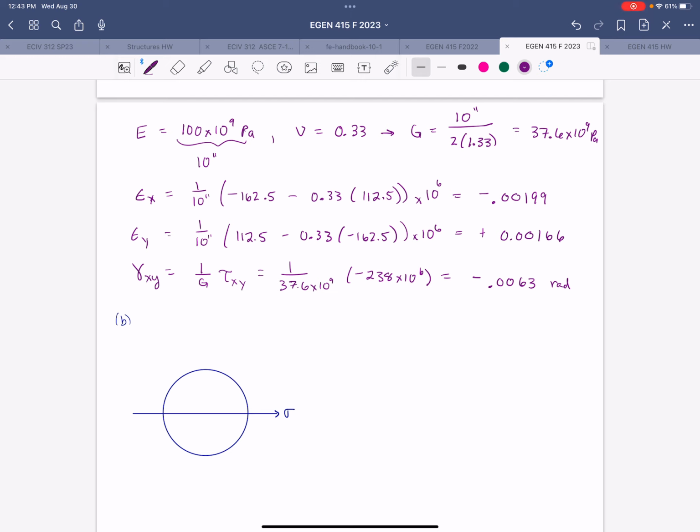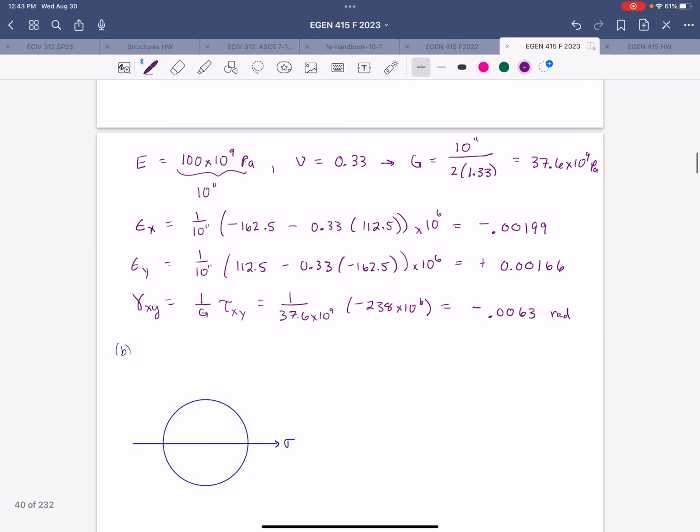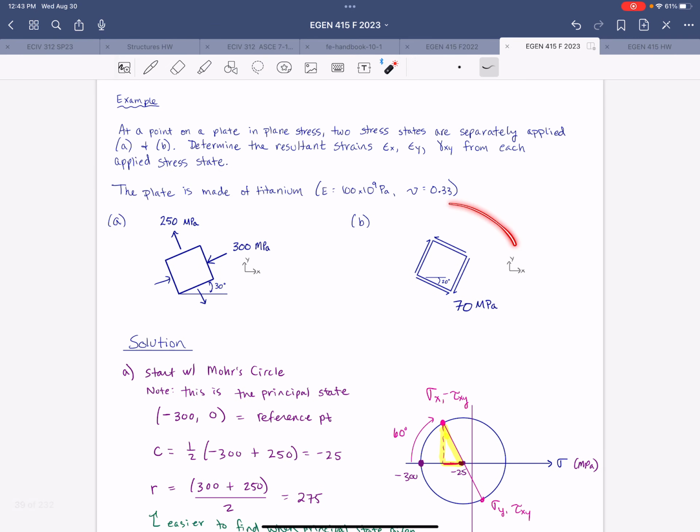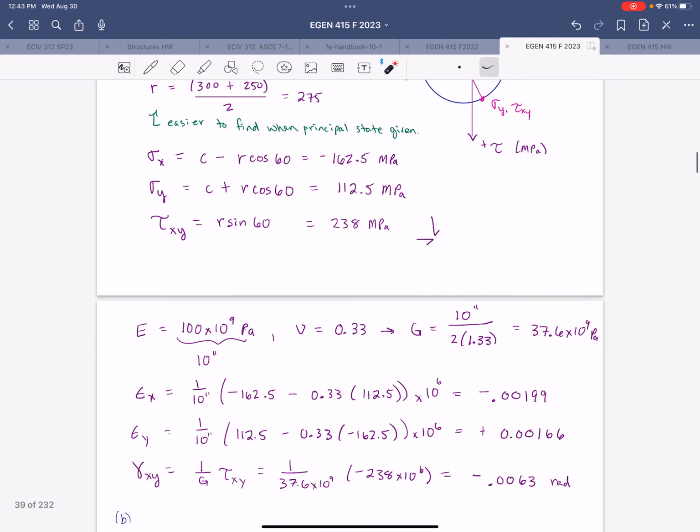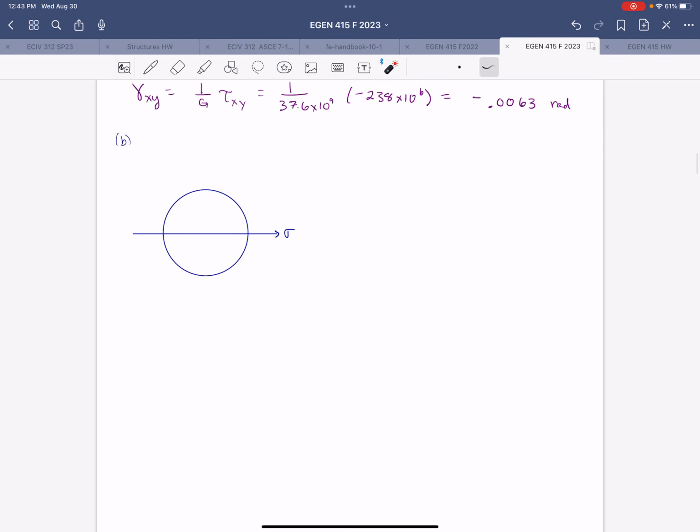All right, so the next part, part B, gives us the state of pure shear, right? And so that's rotated 20 degrees from the XY. So starting with Mohr's circle, since we know it's pure shear, we can go ahead and place that vertical axis at the center of Mohr's circle. All right, so here's our reference point.